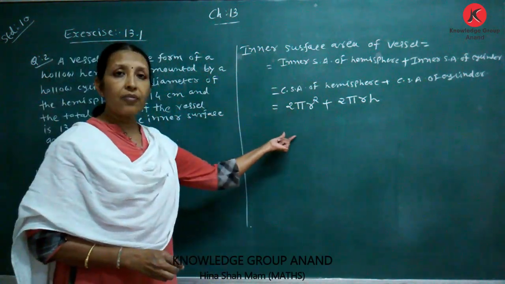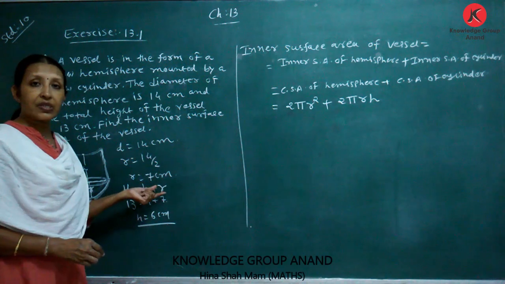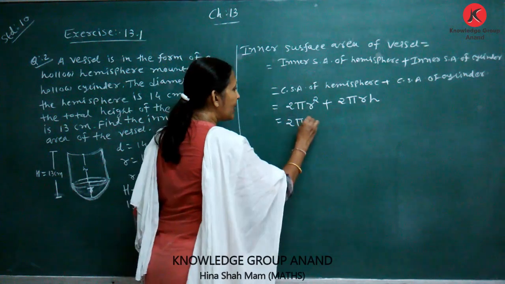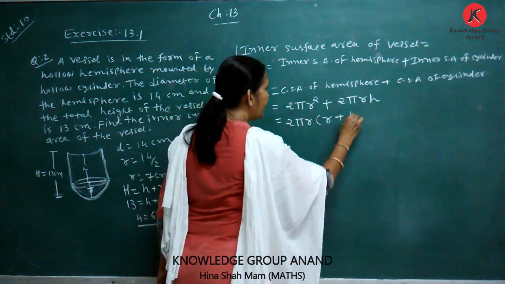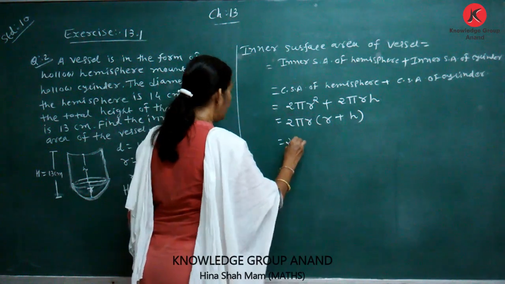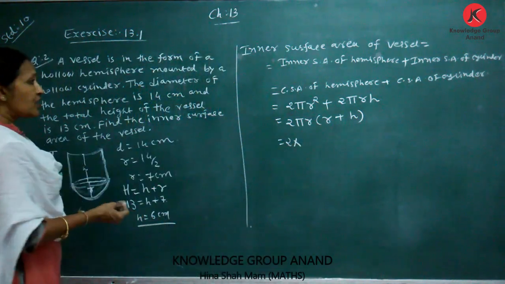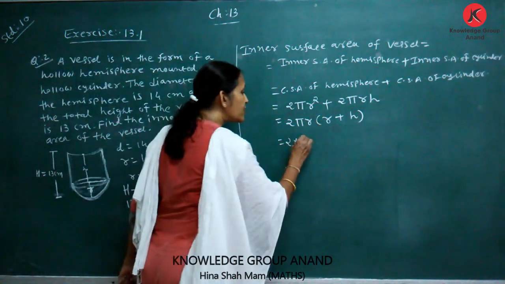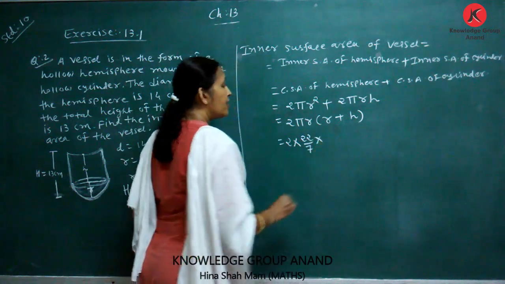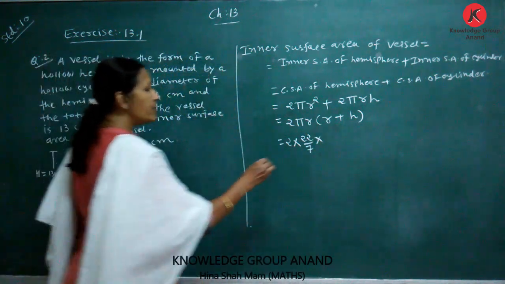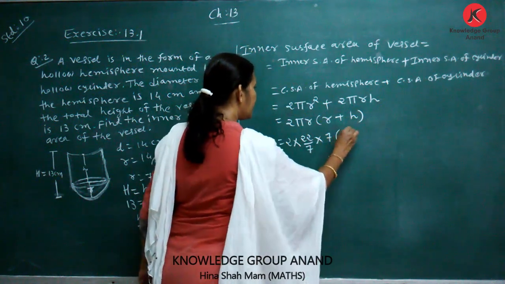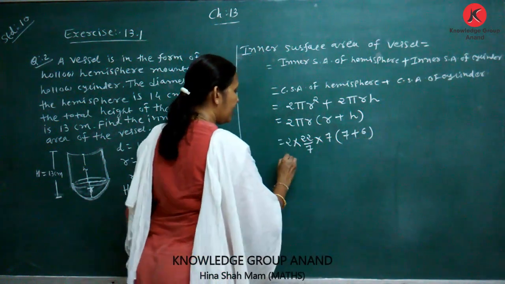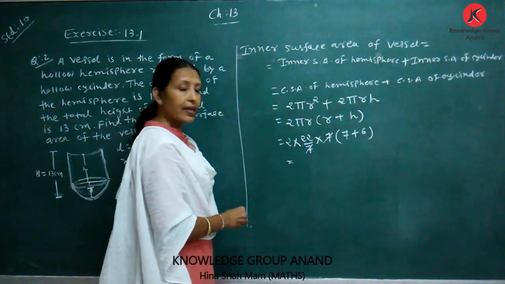Both radii are common, the same radius. Radius is equal to 7 centimeter. And here the common part is 2 pi r. Then we write 2 pi r times (r plus h), equals 2 into. In the question, pi is not given as 3.14, so we take pi is equal to 22 by 7. Into r, r is equal to 7, 7 plus h, h is equal to 6. 7, 7 cut.